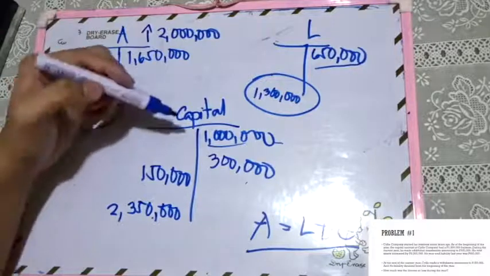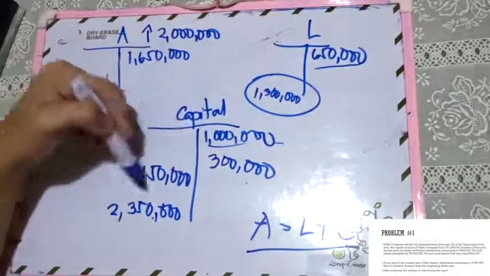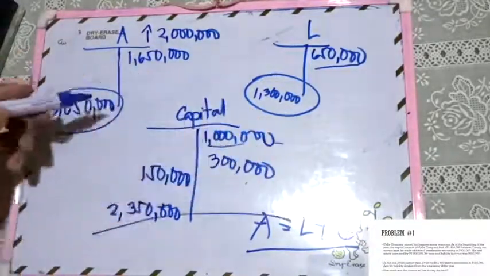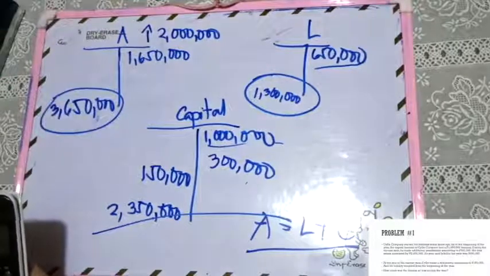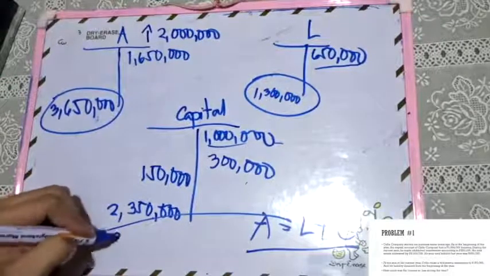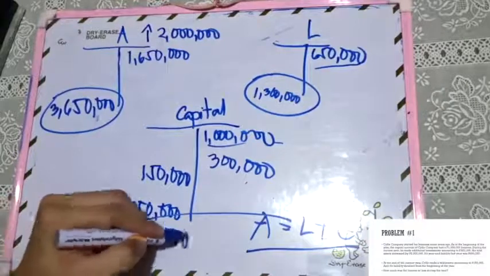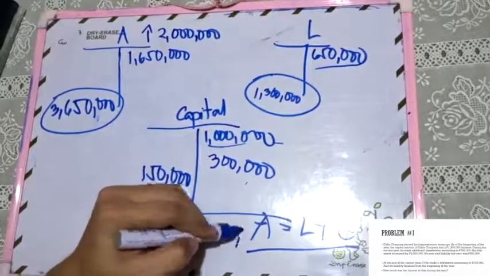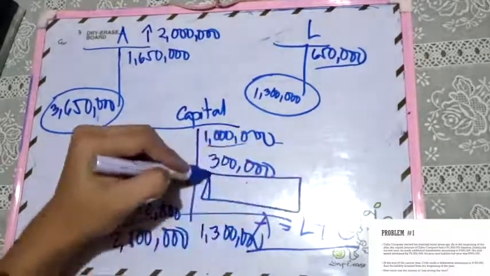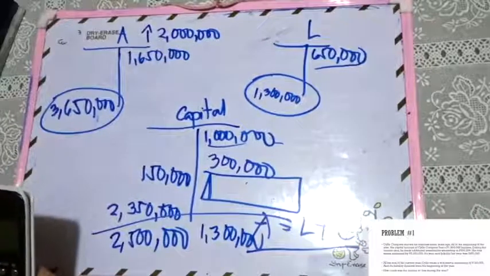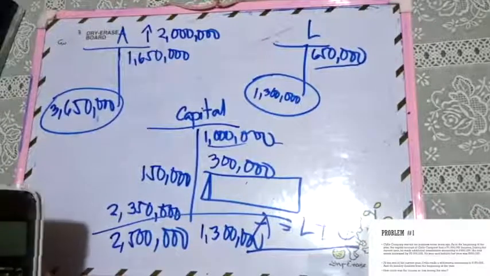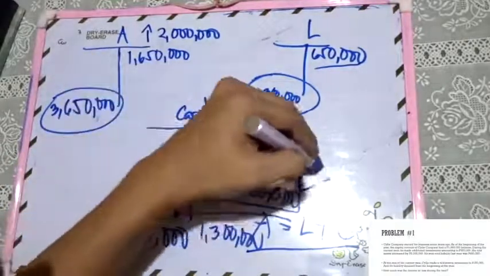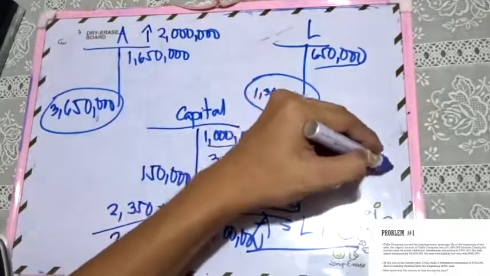So now that we have the beginning and ending balances and other elements of the capital account, we can now determine the income or loss. The total debit is 2,350,000 plus 150,000. That's 2,500,000. Total credits is only 1.3 million. So we have a credit balance. To get the difference, 2,500,000 minus 1.3 million, you get 1.2 million. Since it's on the credit side, this represents your net income.